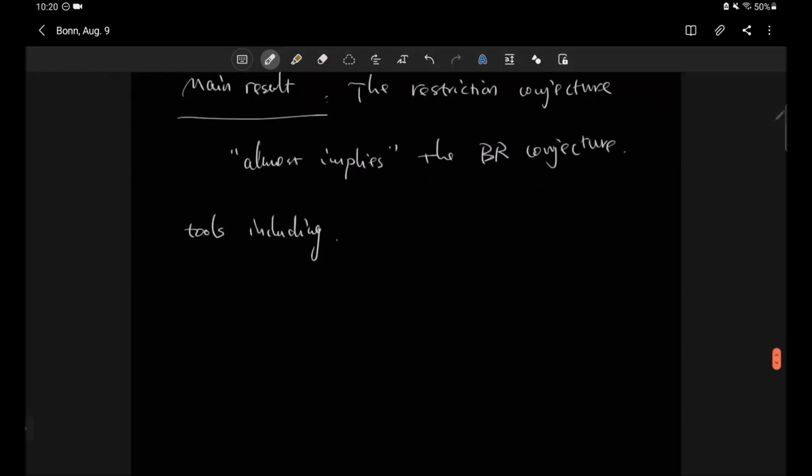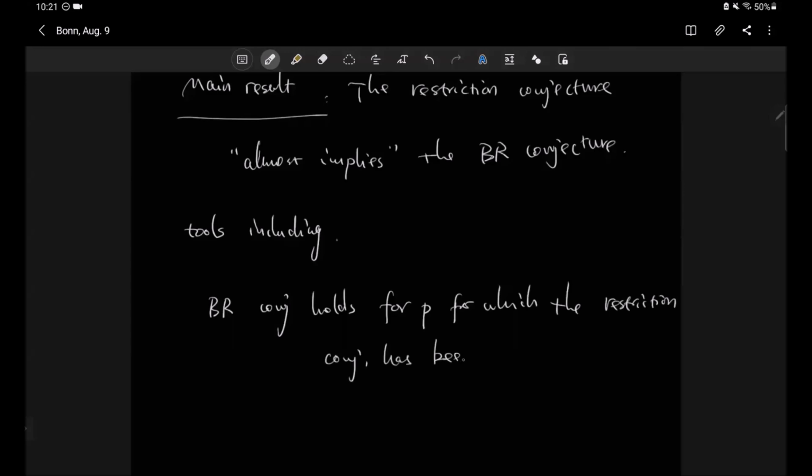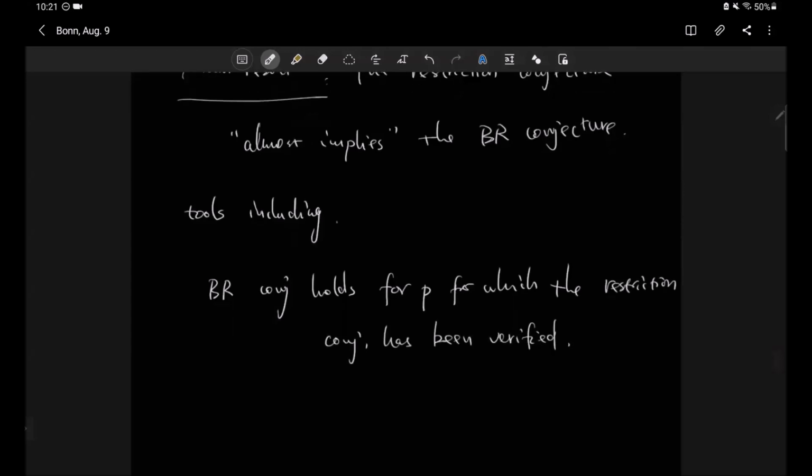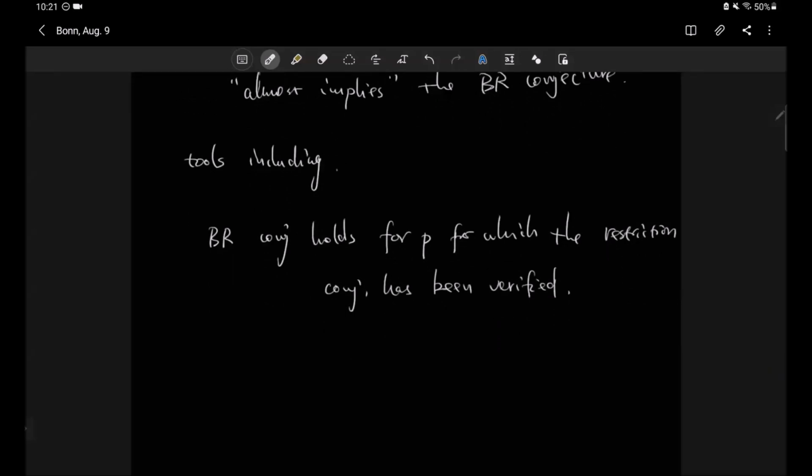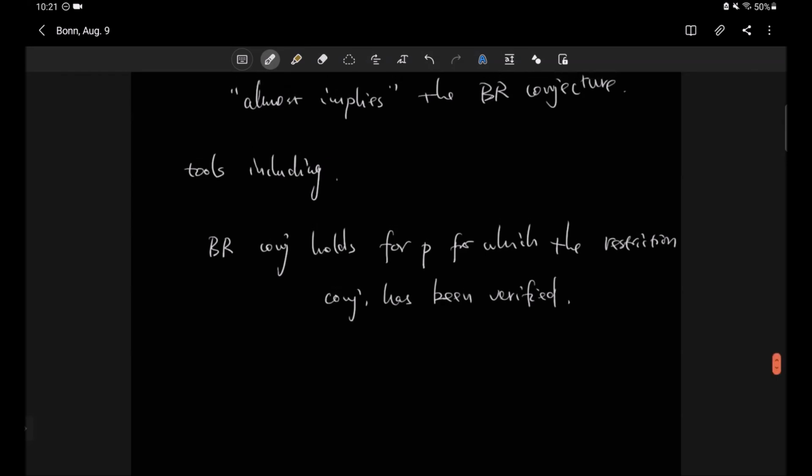And as a consequence, we proved that the Bochner-Riesz conjecture holds, that it is bounded on L^p, for the same range of p for which the restriction conjecture has been verified. Okay, and this also explains the word "ODE" in our title, the ODE approach. So we are using an approach that has been in the literature for over 30 years, I suppose. Okay, so this is the main result in the paper.